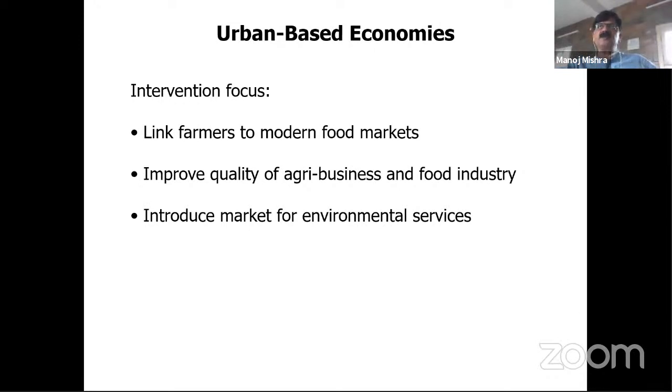You can also look forward to this kind of website after our session. There is a space called Creative Dignity, which is trying to link up farmers across states. And they are also looking at how agribusiness can be helpful in improving the quality of the food market.